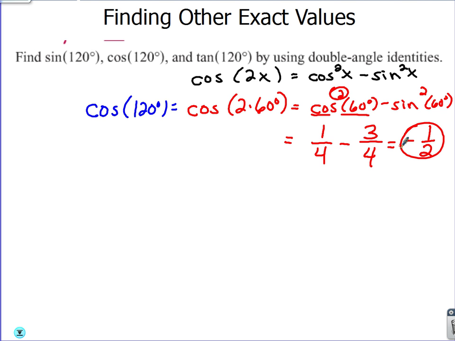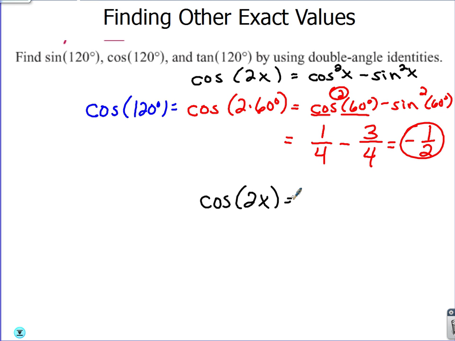And like I said, we already know cosine of 120. Cosine of 120 has a reference angle of 60 degrees. The cosine of 60 degrees is 1/2. Since we're in the second quadrant, it's going to be negative 1/2. Like I said, you can use any of those. You're going to come up with the same answer. Cosine of 2x, let's do one of the other ones just to show you.